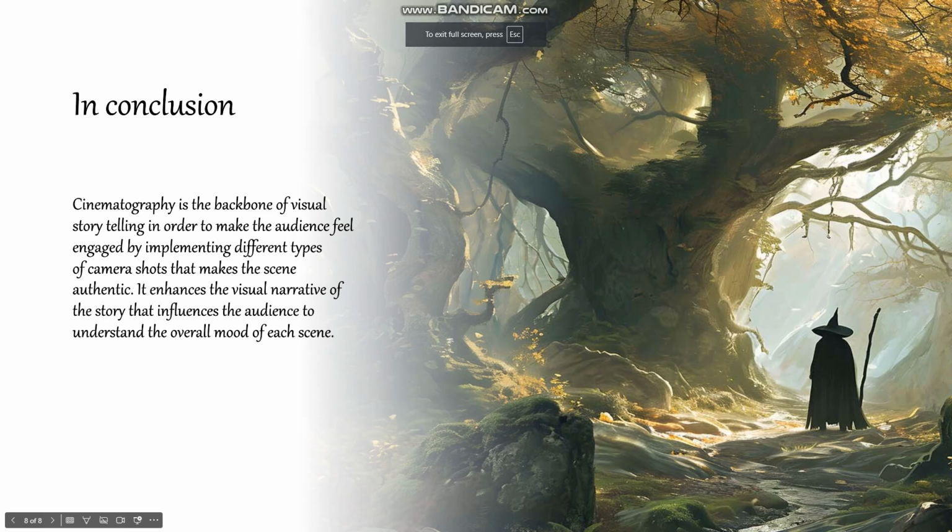Thank you. In conclusion, cinematography is the backbone of visual storytelling in order to make the audience feel engaged by implementing different types of camera shots that make the scene authentic. It enhances the visual narrative of the story, which influences the audience to understand the overall mood of each scene.